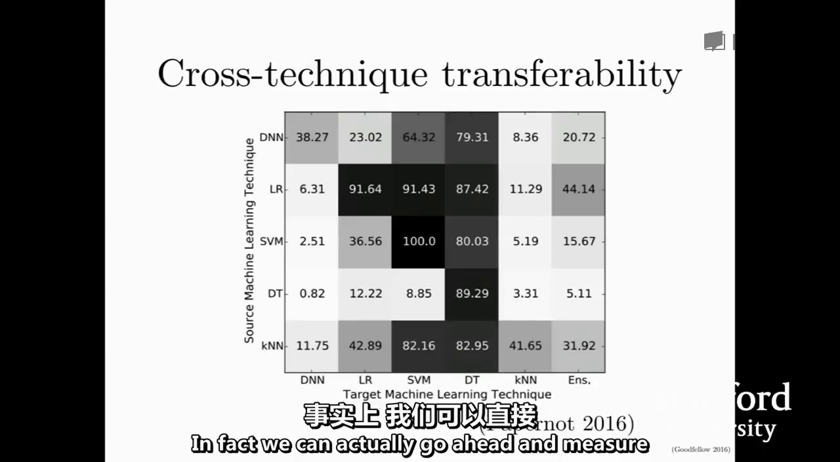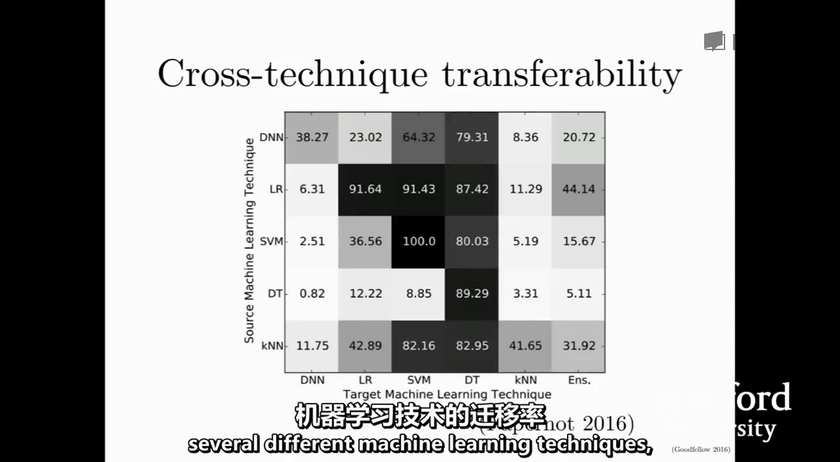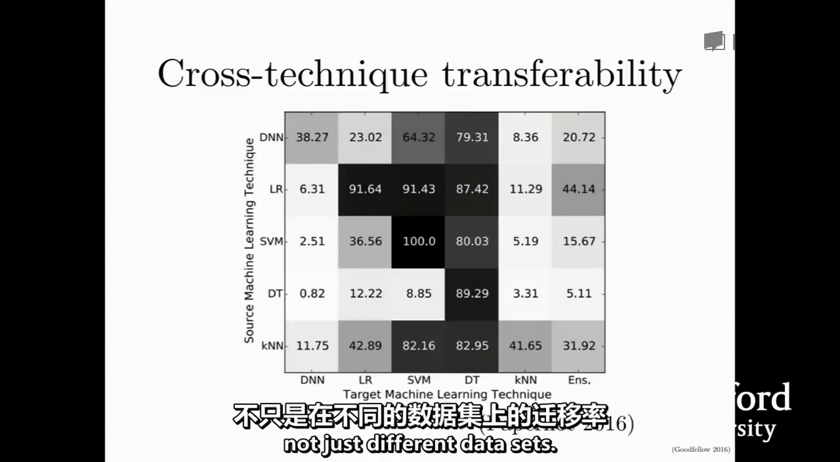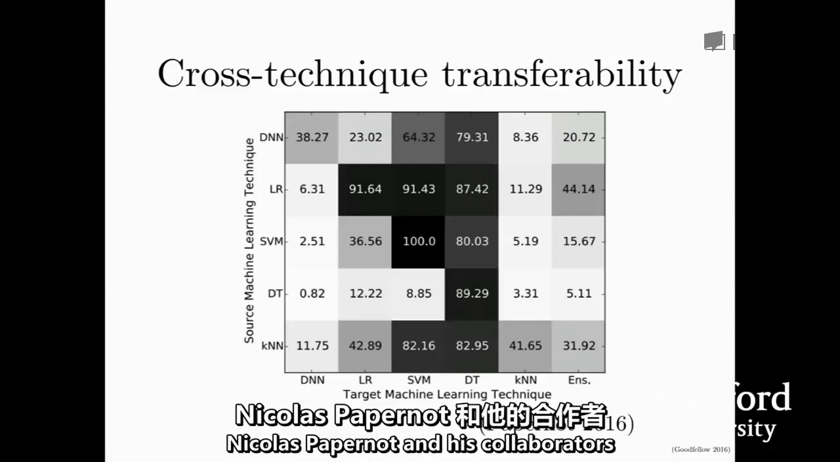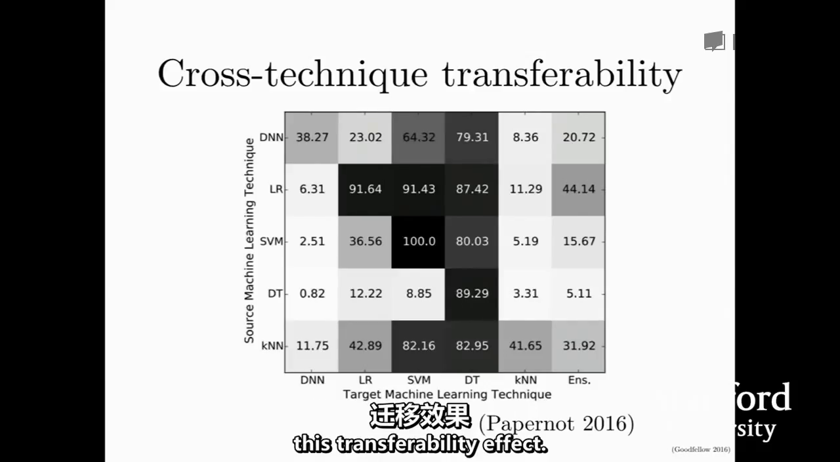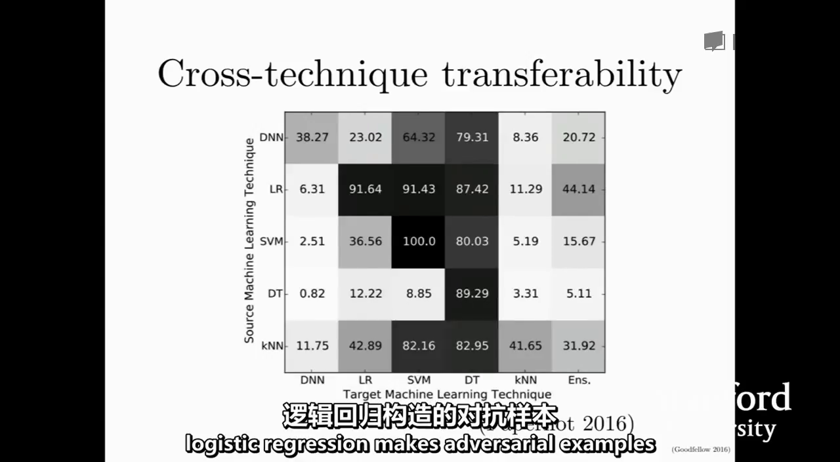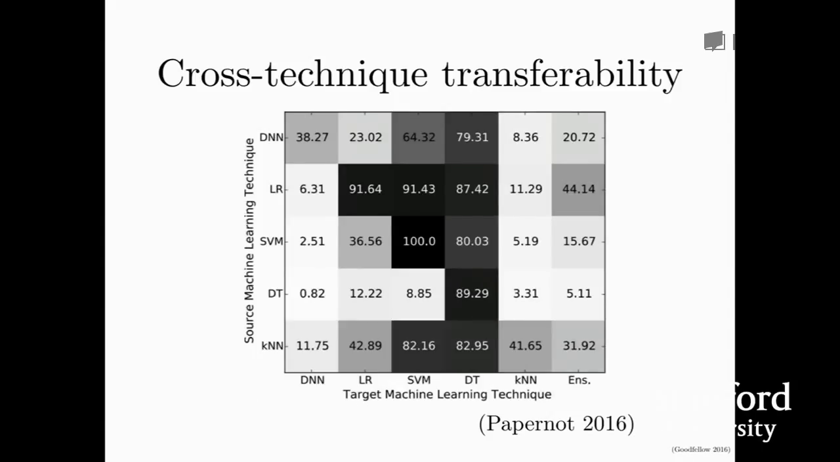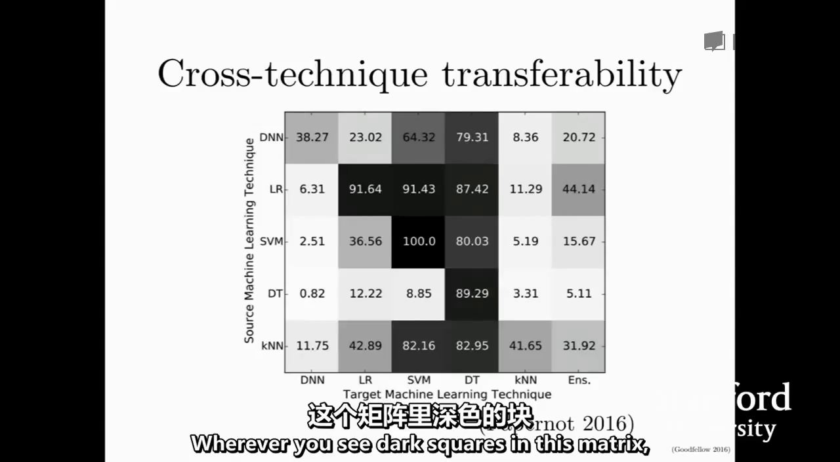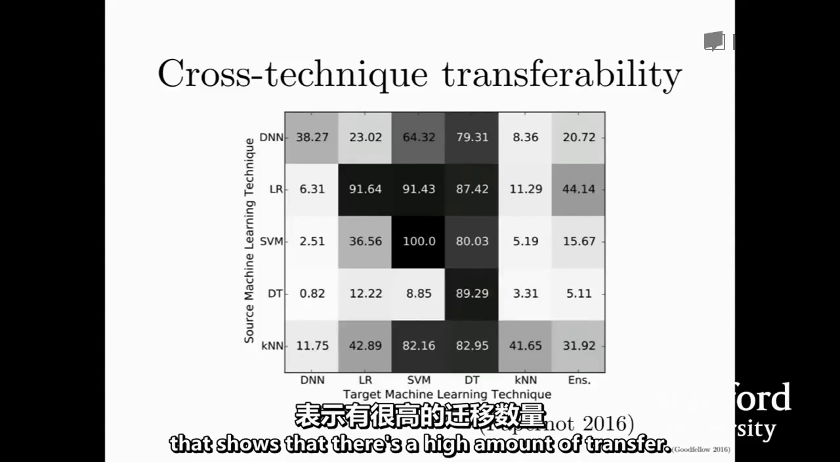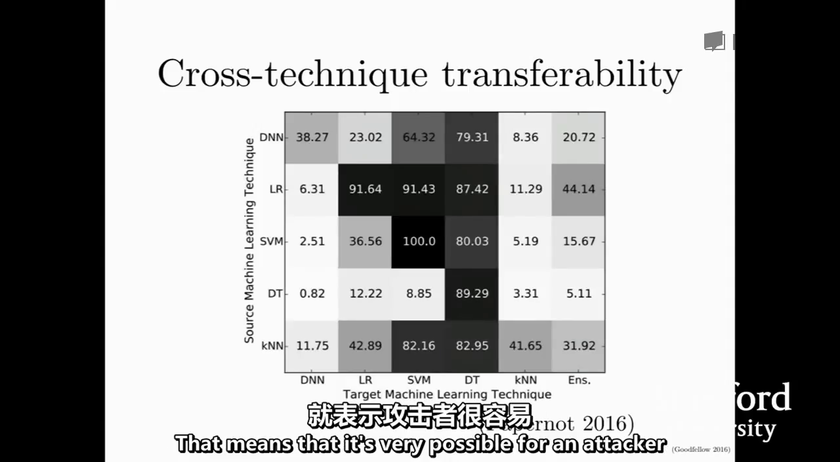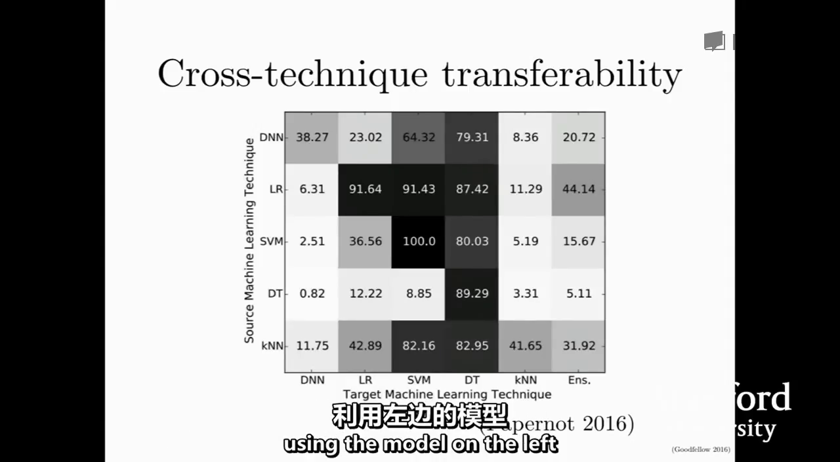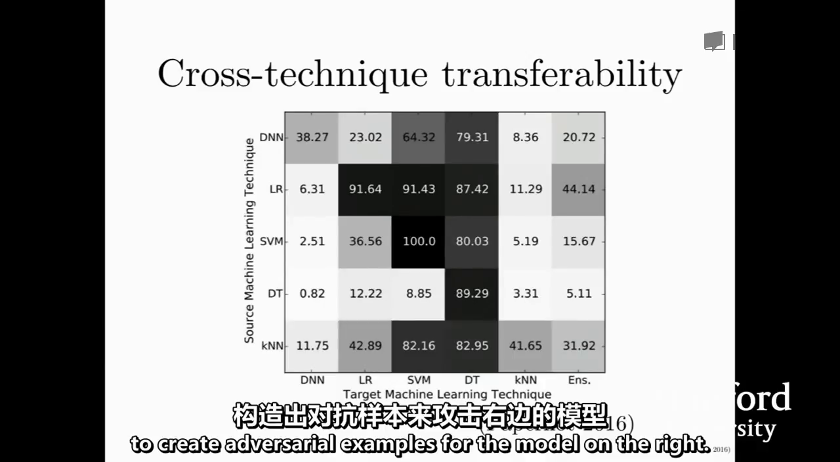In fact, we can actually go ahead and measure the transfer rate between several different machine learning techniques, not just different data sets. Nicolas Papernot and his collaborators have spent a lot of time exploring this transferability effect. And they found that, for example, logistic regression makes adversarial examples that transfer to decision trees with 87.4% probability. Wherever you see dark squares in this matrix, that shows that there's a high amount of transfer. And that means that it's very possible for an attacker using the model on the left to create adversarial examples for the model on the right.